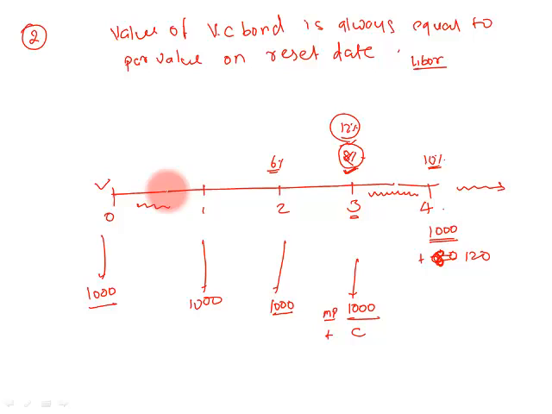Is that clear? So now, in step number 1 we proved that a swap portfolio can be replicated using 2 bonds, one long and one short. In step number 2, we proved that a variable coupon bond on a reset date is always trading at its face value. Now we want to use the 2 together.